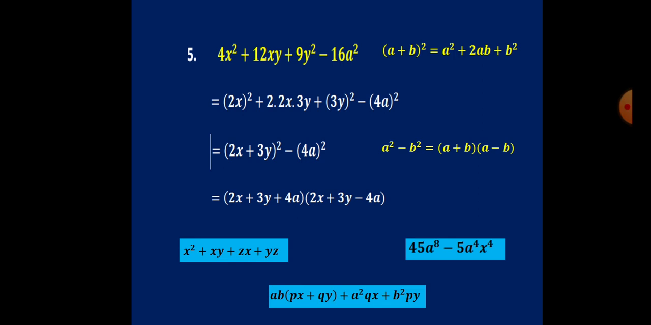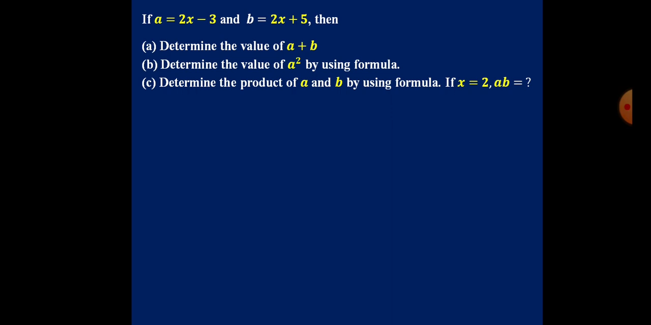Okay, so let us start chapter 5.4. By start, I mean let us solve some problems, as I have already discussed 5.4. Well, this is actually a creative question. I have taken this directly from your book of 5.4. Here a and b are given. You need to determine the value of a plus b, you need to determine the value of a squared by using a formula, and you need to determine the product ab by formula. And in the third one you just need to put x equals 2 for ab.